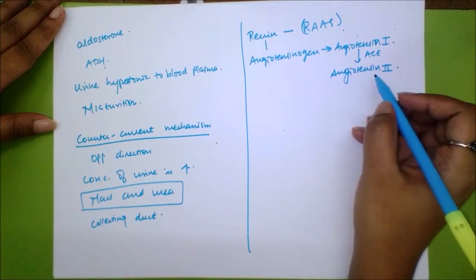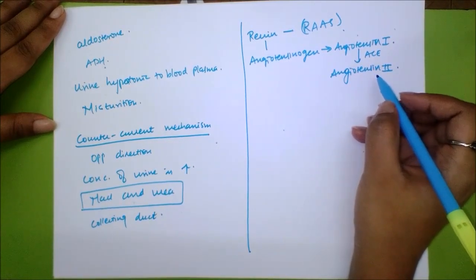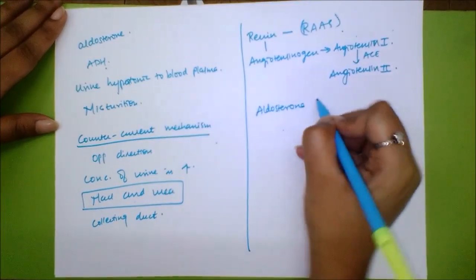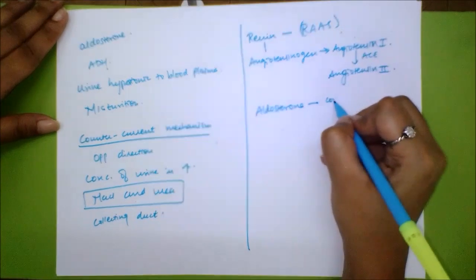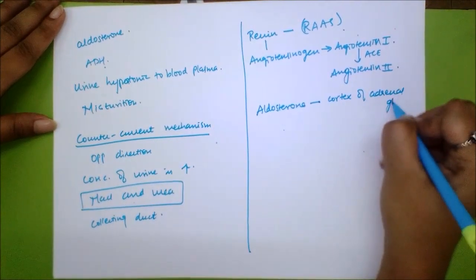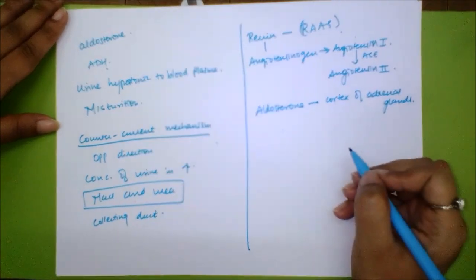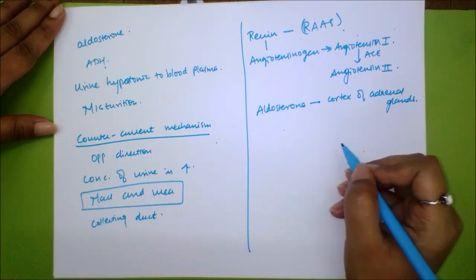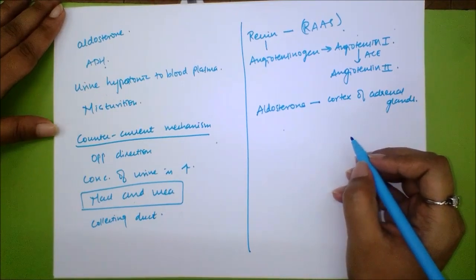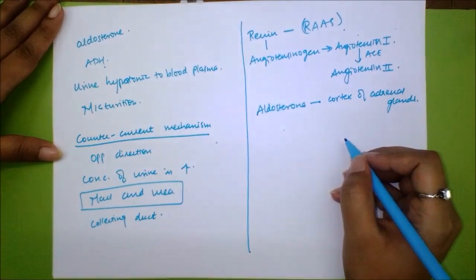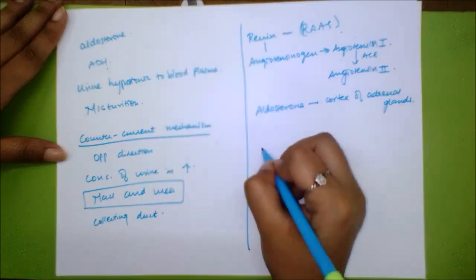Aldosterone is a hormone secreted by the cortex of adrenal glands. When aldosterone is present in the blood, all the Na plus in the filtrate is reabsorbed by the epithelial cells of the collecting duct. Retaining Na plus raises the osmotic pressure of the blood and reduces water loss from the body.